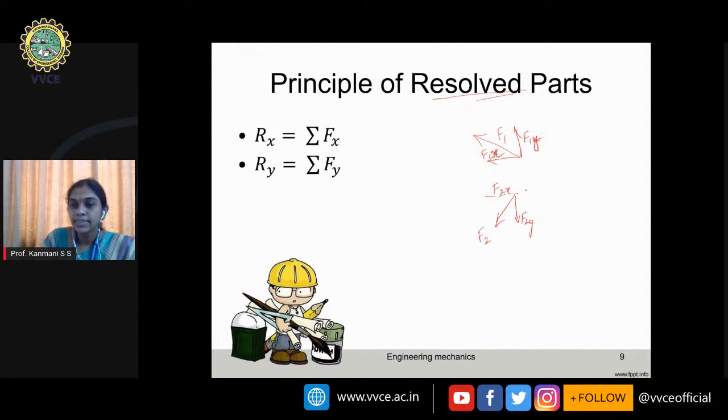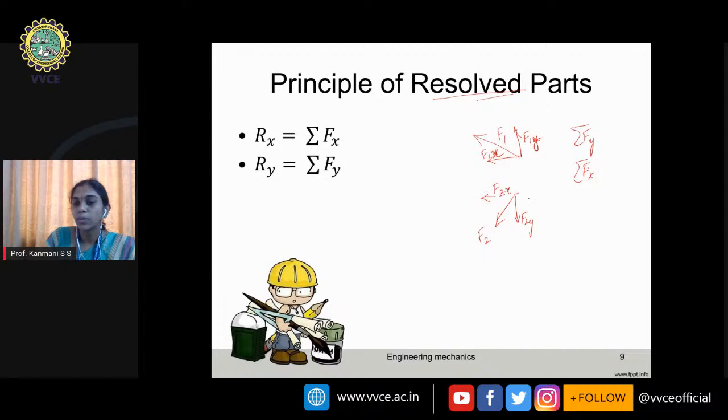When you get such a thing, all that you're going to do is, whichever are on the same parallel lines or in the same direction, say y direction, you're going to add them. If it is in the other direction, you're going to deduct. So finally, you're going to find summation fy. At the same time, you're going to find out summation fx.